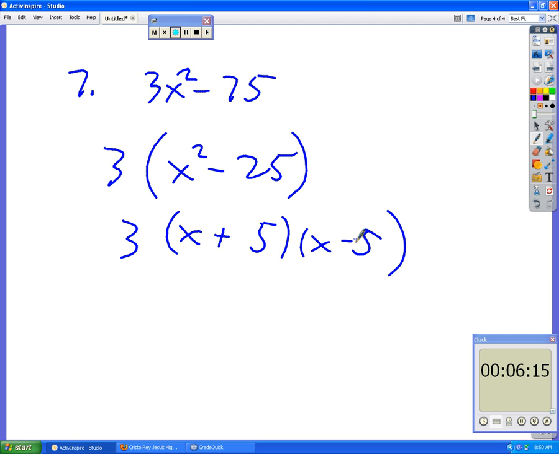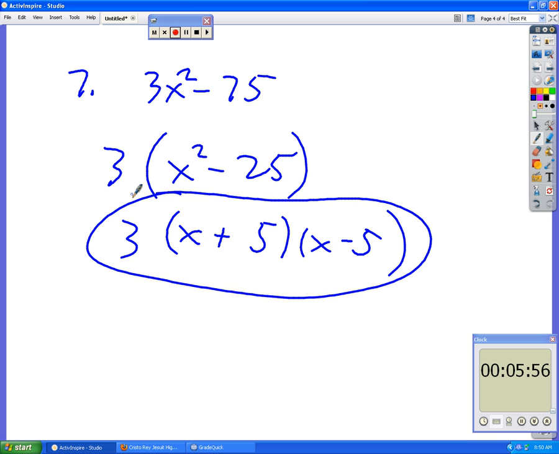So, there's your answer. If I multiply these 3 together, I will get that. This is the difference of 2 perfect squares. There they are. Whenever you have the difference of 2 perfect squares, this is what you do every time. And we have our answer. Can you do number 20?